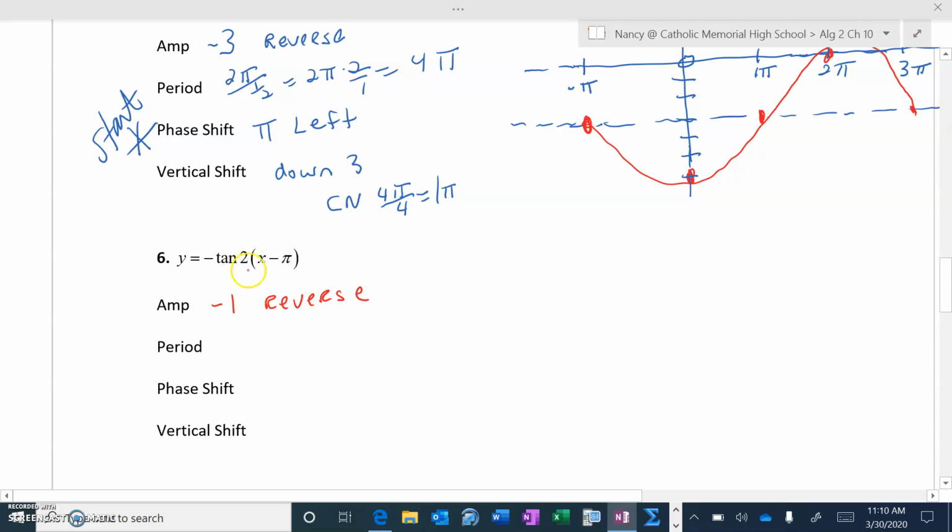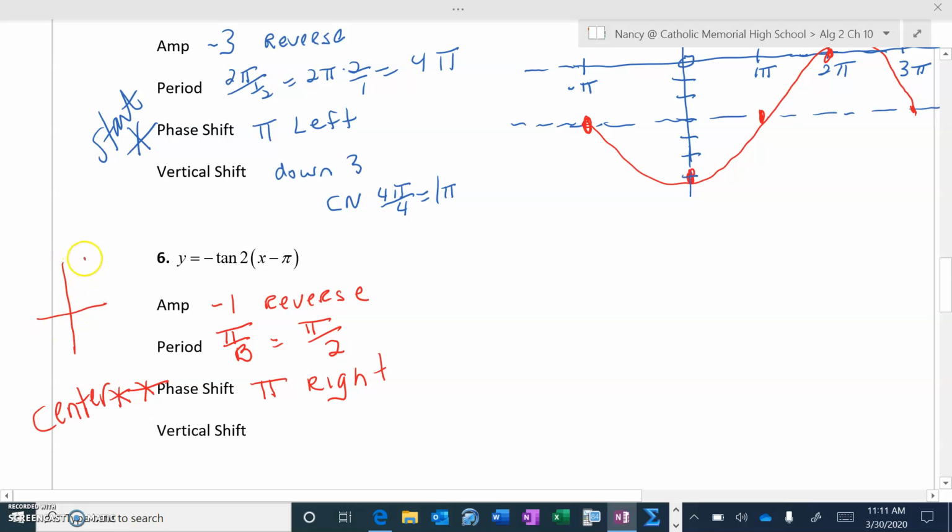I have a period. Remember, the formula for the period for the tan is not 2 pi divided by b, it's pi divided by b. And I have a phase shift of pi right. This is no longer where I start. The tan graph, that is the center. Remember, tan graph look like this. This is the center. So this line, when your phase shift, becomes your center, and there is no vertical shift. So my center now is pi right. So this is my center.